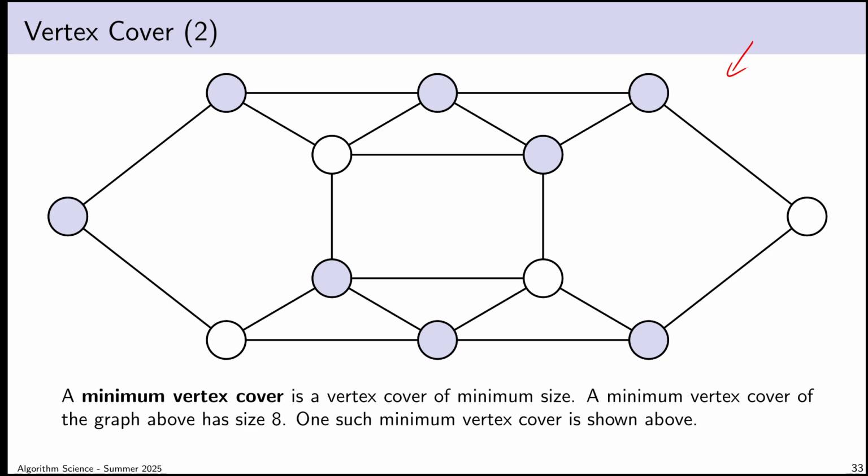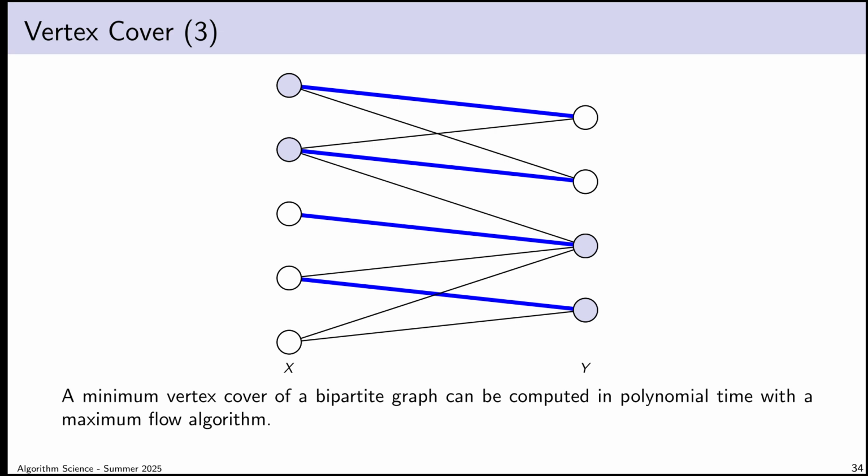One point I'll make that I'm going to come back to later is that if a graph has a vertex cover of size 8, it's very easy to make a vertex cover of size 9 or of size 10 or of size 11 or whatever. If I want a vertex cover of size 9, just take a vertex cover of size 8 and add an extra vertex. Adding an extra vertex doesn't break anything. The extra vertex is sort of redundant, but I can always make a larger vertex cover given a smaller one.